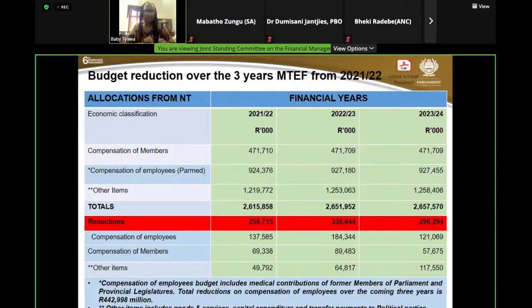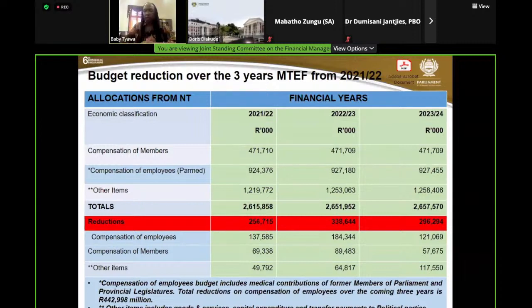We have had hybrids that are working. We've invested in technologies for members. We've addressed the data allowances for members. We've also supported staff that have got comorbidities working at home, giving them their remote gadgets, and we are doing work as we speak that ensures that members do have effective oversight and do public participation in the best manner possible. Chairperson, the next part, this is the end of my presentation.